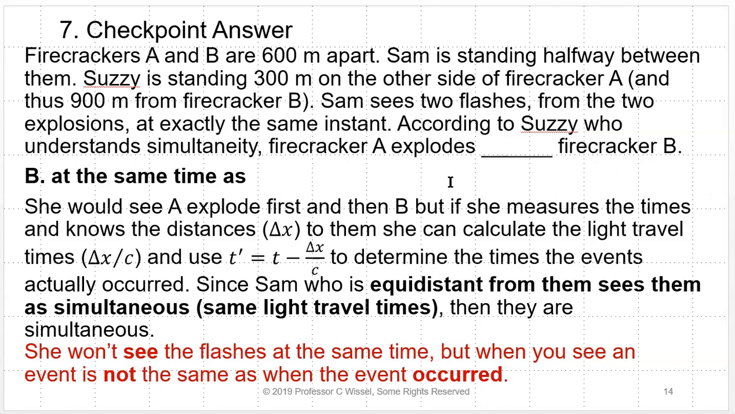Now, Susie knows simultaneity, and if she knows her distances and times, she can use the formula t prime equals t minus delta x over c to determine the true event, the actual time that they occurred. When she applies this formula, she's going to see that the events are simultaneous. She won't see the flashes at the same time because she's further away from firecracker B than she is from firecracker A. But if she applies the formula correctly, measures the time correctly, and knows the distances, she will find out that t prime A equals t prime B, and then she will know that they're simultaneous.